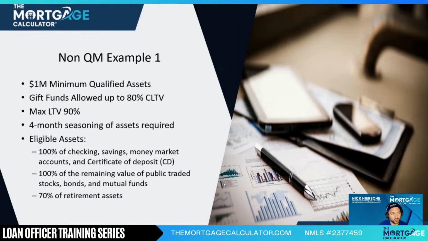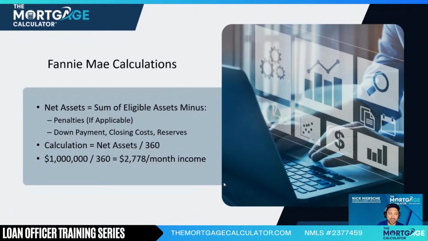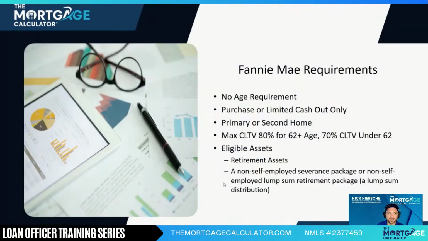Now, how do they calculate it once they put all these restrictions on there? Pretty simple, non-QM, again, name of the game, you divide it by 60 months. So that same borrower who had 1 million in eligible assets, now with no age restrictions, no LTV restrictions, no property restrictions, no occupancy restrictions, now that same borrower with $1 million now qualifies with $16,667 a month in income. So with this exact loan program, same exact borrower, same exact situation, $16,000 a month income. And go back here, Fannie Mae, same borrower, same situation, $2,778.